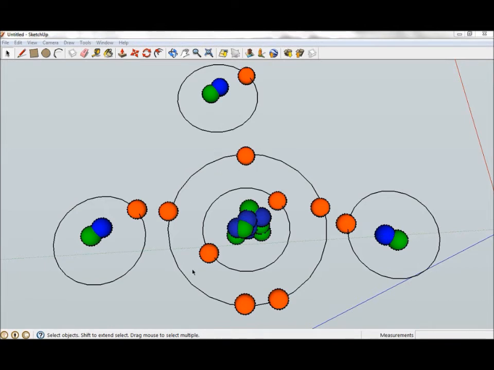Now, here we have 3 hydrogen atoms and 1 nitrogen atom, the big one in the center. These hydrogen atoms have only one shell, the first one, and they want it to be stable with 2 valence electrons, but they only have 1, as you can see. The nitrogen atom has 5 valence electrons in its outer shell, so it wants to gain 3 to be complete.